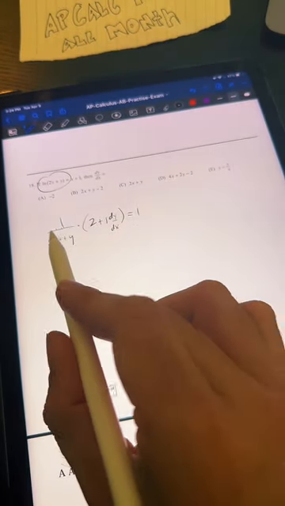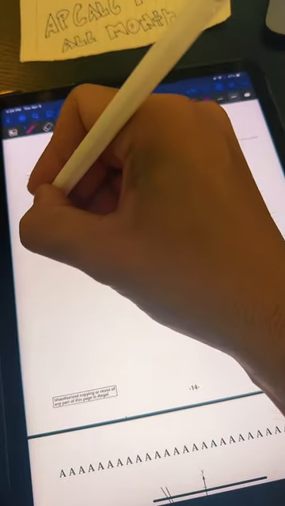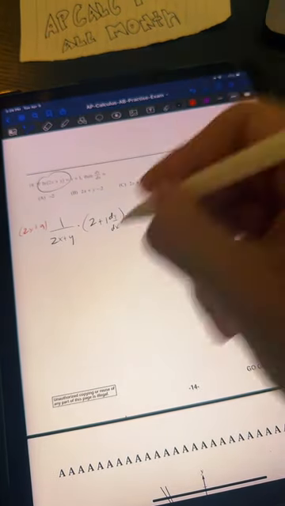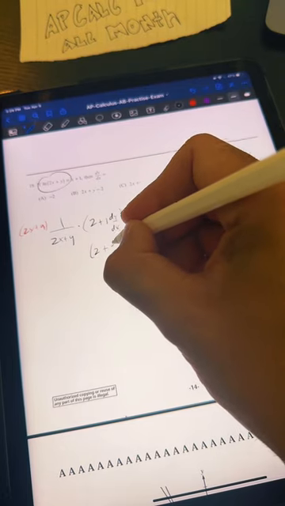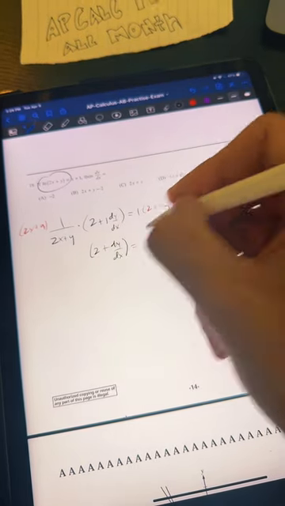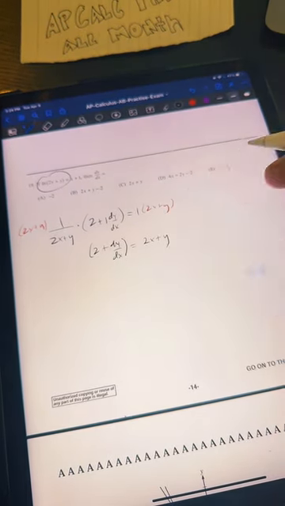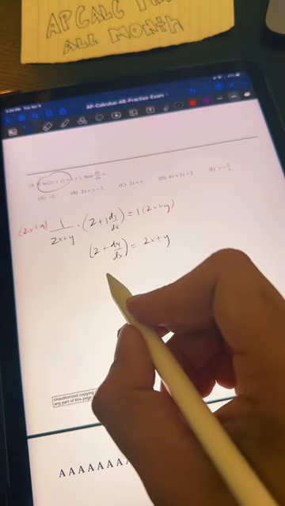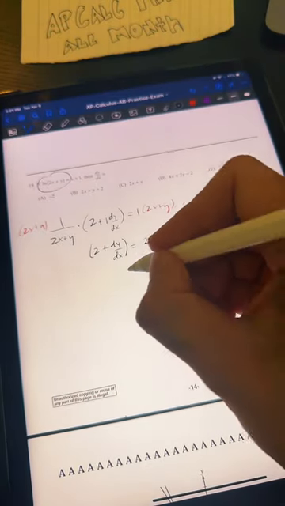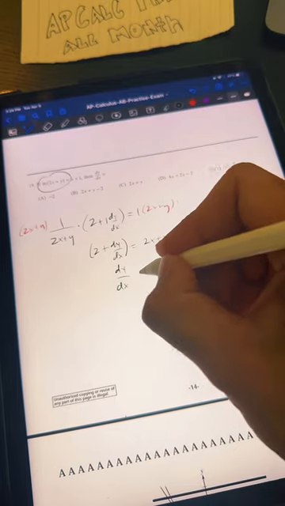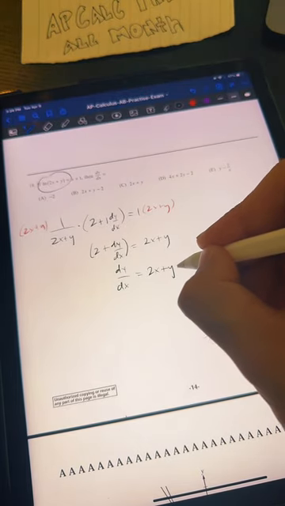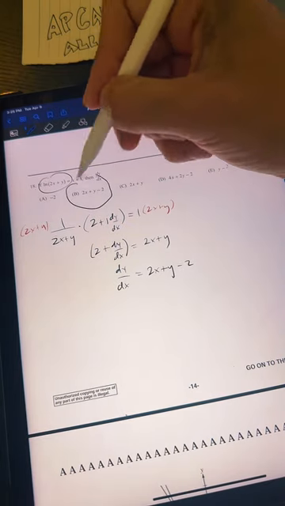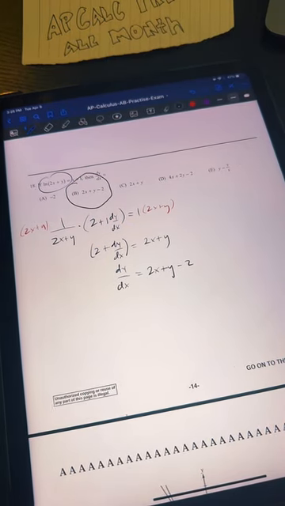Okay, let's move the 2x plus y to the other side. I'm multiplying the 2x plus y to the other side, and I get 2 plus dy dx is equal to 2x plus 1. At this point, I really don't even need the parentheses here. I'm just going to leave it like that, though. Okay, let's subtract the 2 to the other side. So my derivative, dy over dx, is 2x plus y minus 2. So 2x plus y minus 2, boom, our answer is B.